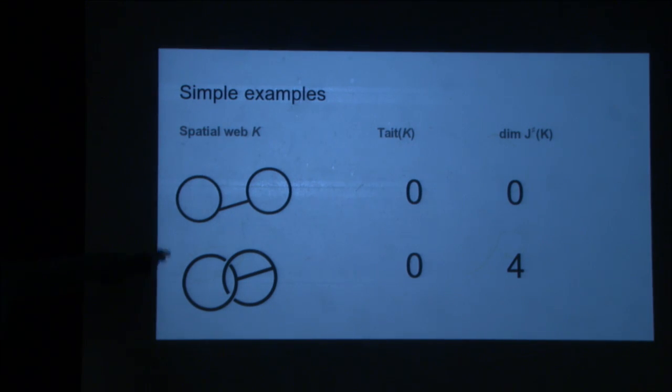But this is an interesting thing to observe, that the Tait coloring is a property of the abstract graph. These two things are abstractly the same graph. Neither of them have any Tait colorings. But this graph does not have an embedded bridge. The non-vanishing theorem asserts that the instanton homology is non-zero for this one. That's J sharp. And indeed, the dimension of J sharp in this case is non-zero. It's equal to 4.